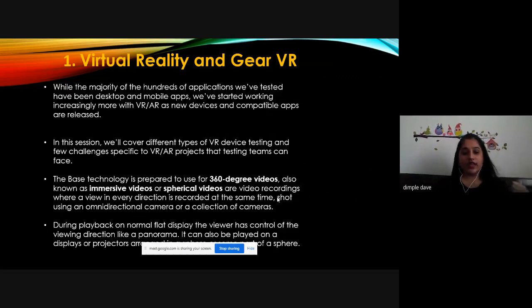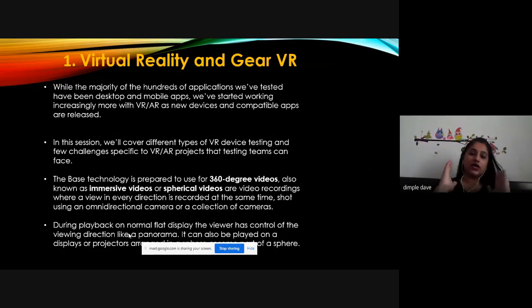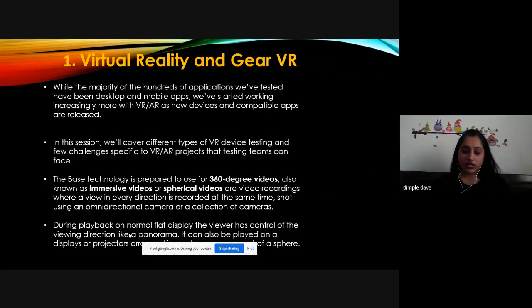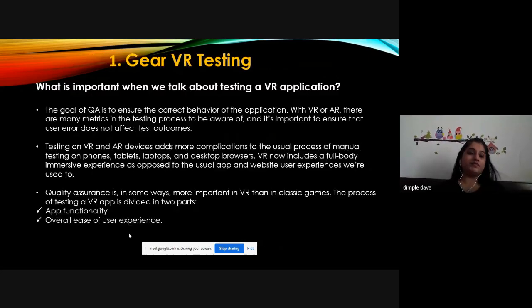How are we doing that? We have certain kinds of cameras with those facilities, right? During playback on a normal flat display, the viewer has control of the viewing direction, like a panorama. It can also be displayed on projectors around, right? In a normal video you can have playback in only one direction, but in 360-degree videos, it will provide all the sounds coming from all directions as you record it, right?